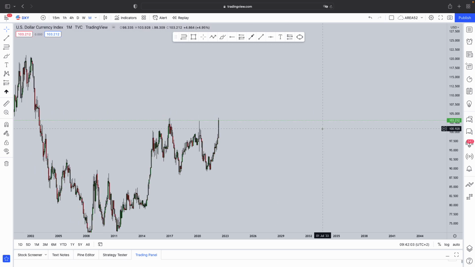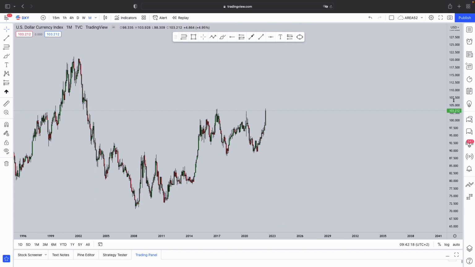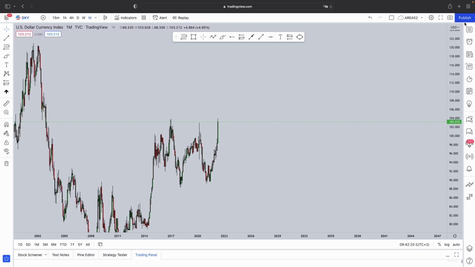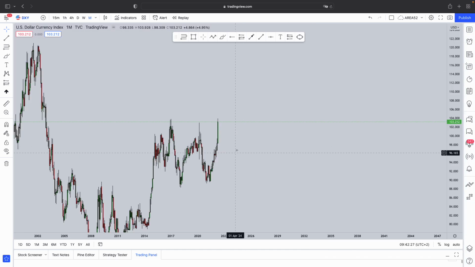And if you go look at the breakdowns I did last week Sunday, you'll see that every one of them was 100% correct for both the Nasdaq 100, the stocks as well as the FX space. Now, what we are going to do is start with the dollar index, and then from there we're going to take a look at the USDCHF, USDCAD, GBPUSD, USDJPY, EURUSD and AUDUSD.